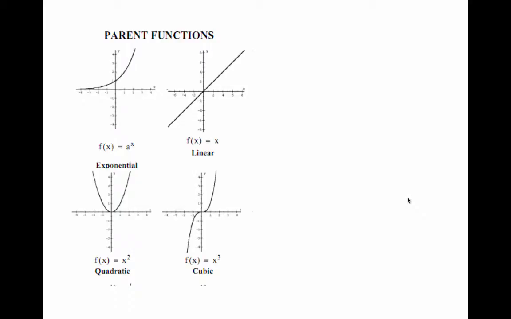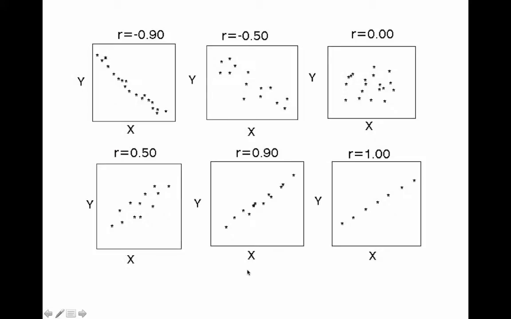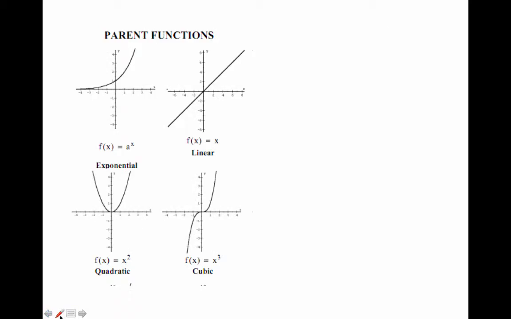I've included the cubic parent function here just as a point of reference. Because really a regression function could be anything. Certainly any polynomial could be created through matrices actually. But for right now, we're looking at these three, this one, this one, this one.